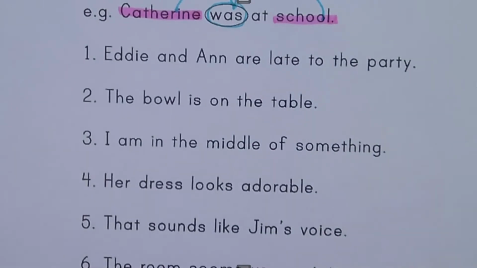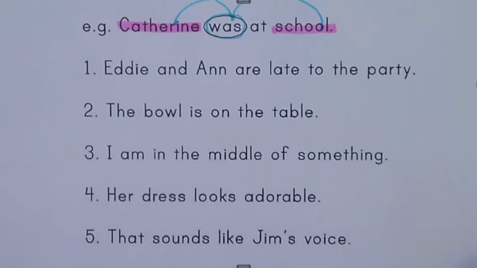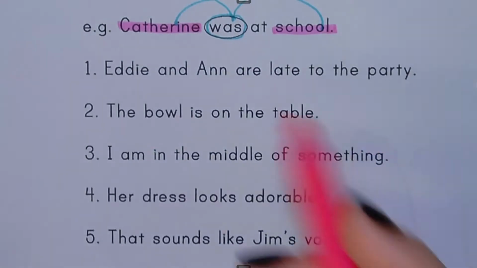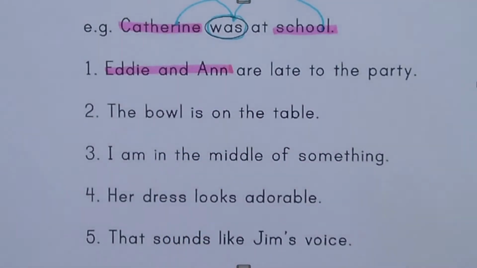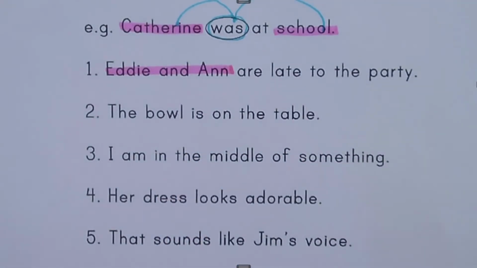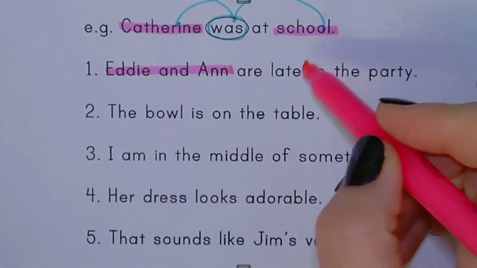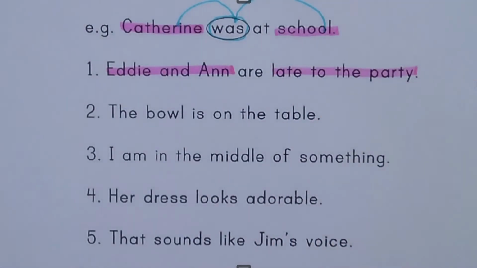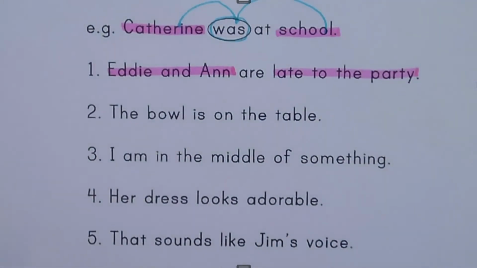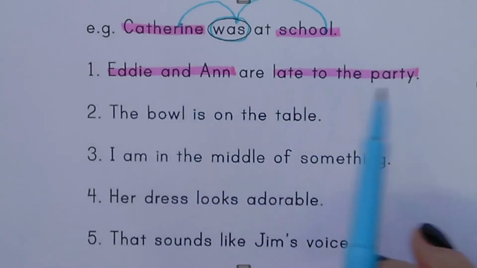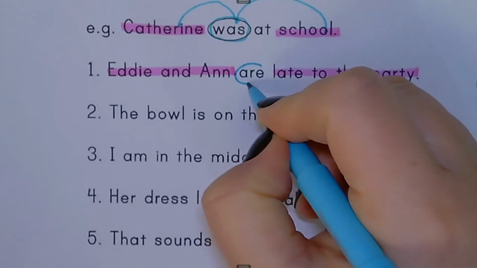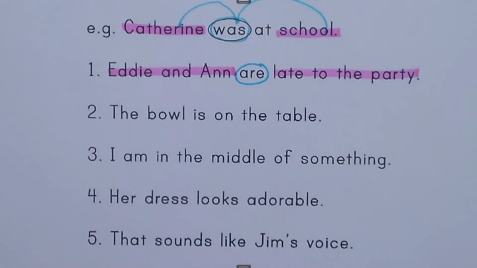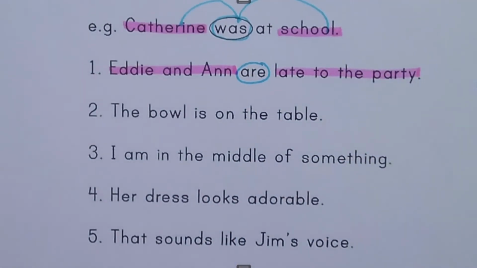Look at number 1. Eddie and Anne are late to the party. Who or what is the sentence about? Eddie and Anne. So they are the subject of this sentence. Okay. What about Eddie and Anne? Well, they're late to the party. And what word is linking Eddie and Anne to what we're learning about them? Are. Are is our linking verb.